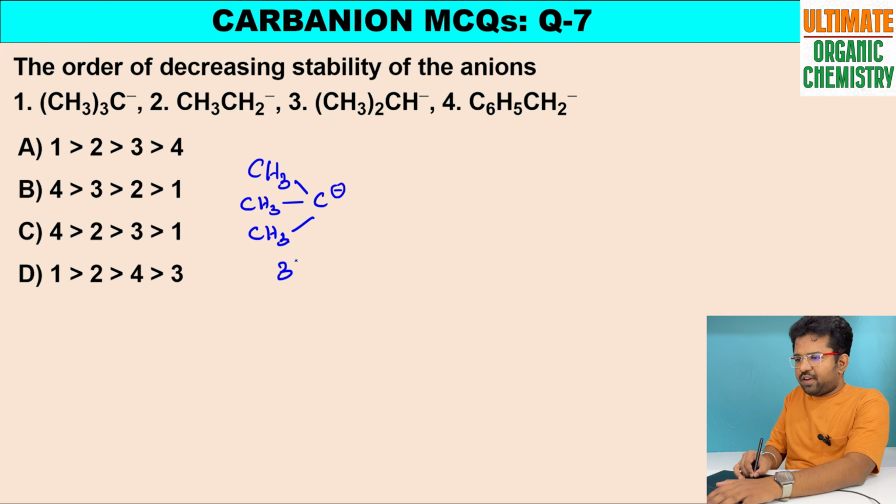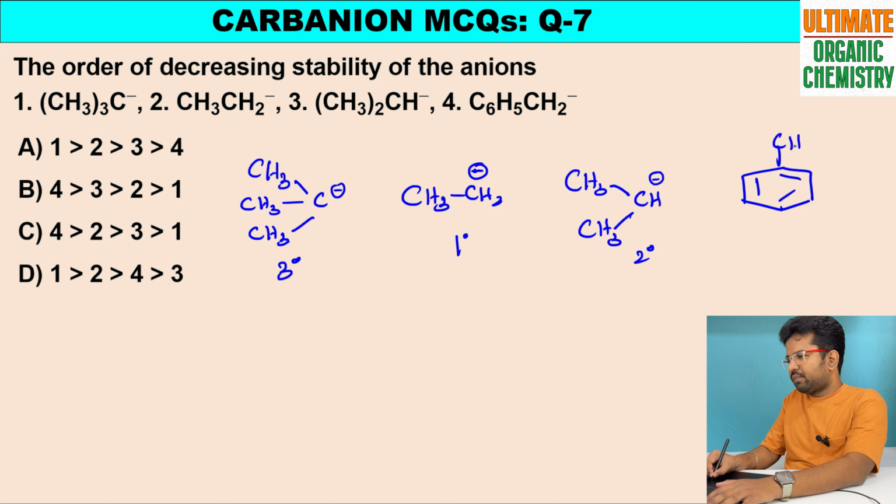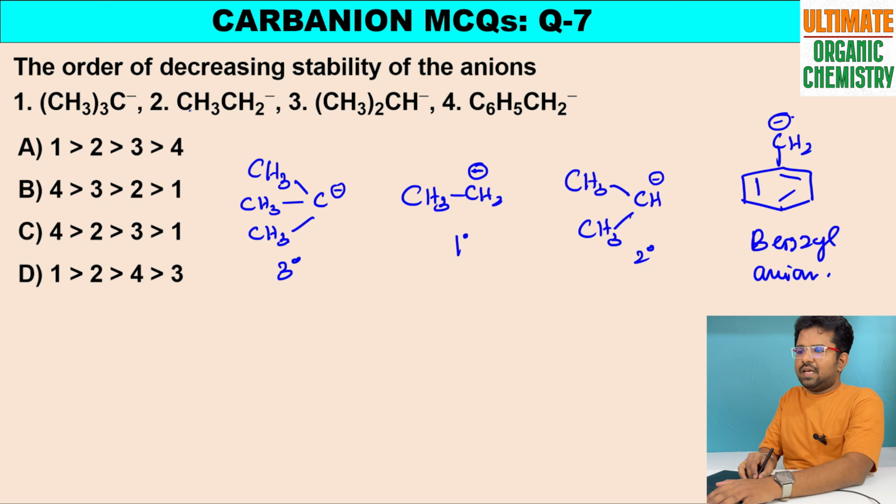First anion is an example of tertiary. Second anion is an example of primary. Third anion is an example of secondary. And fourth anion is an example of benzyl. And you need to arrange the stability order in decreasing way.